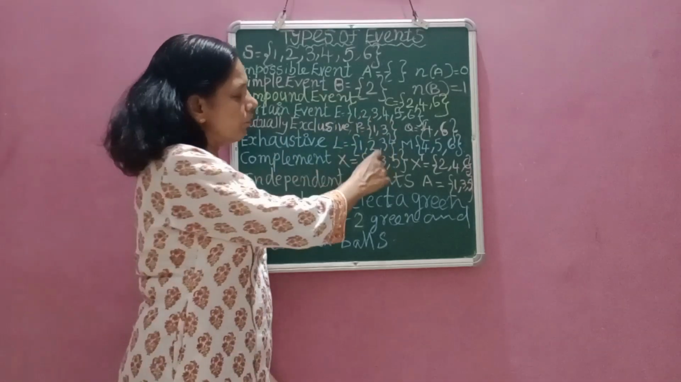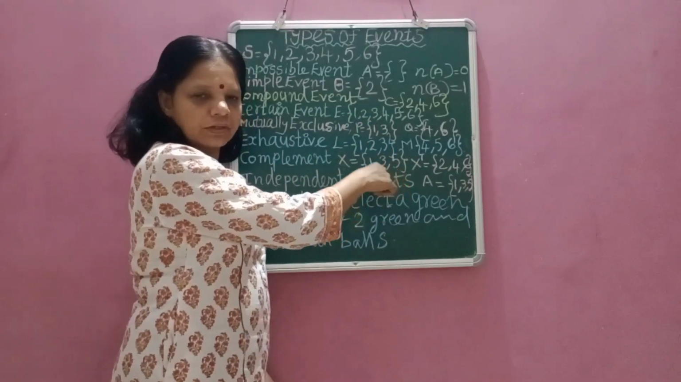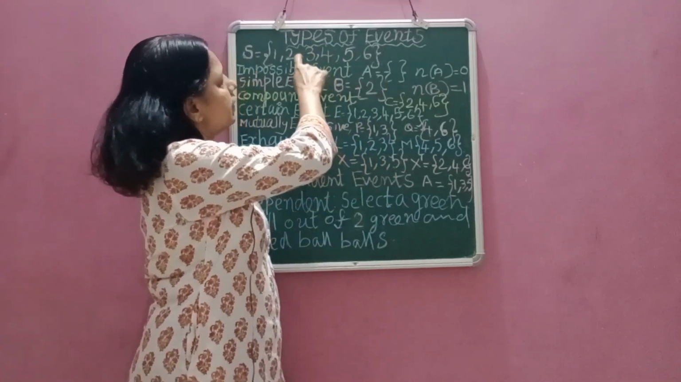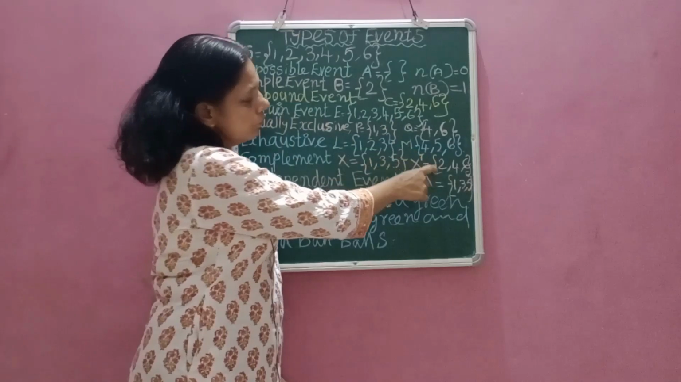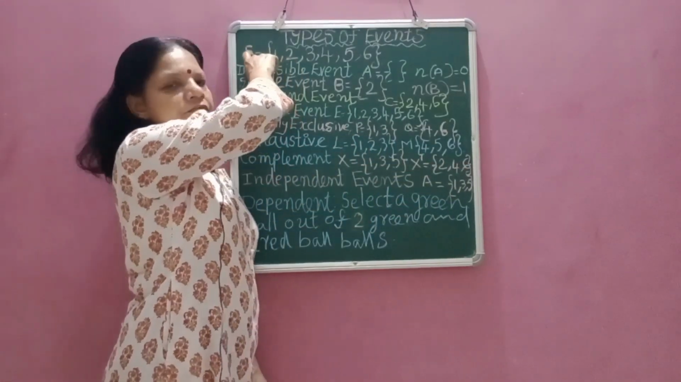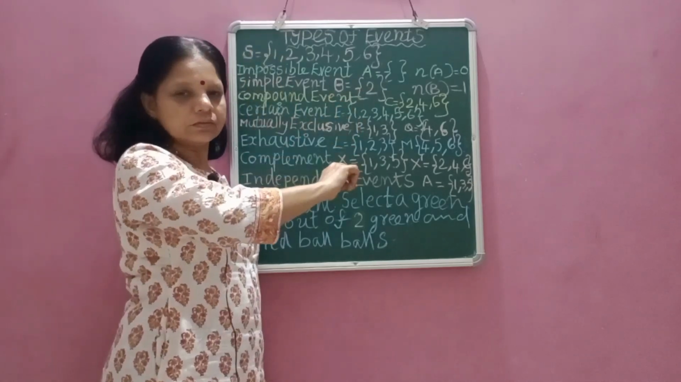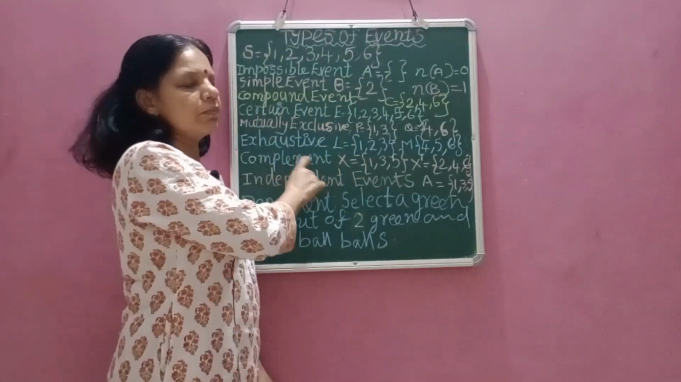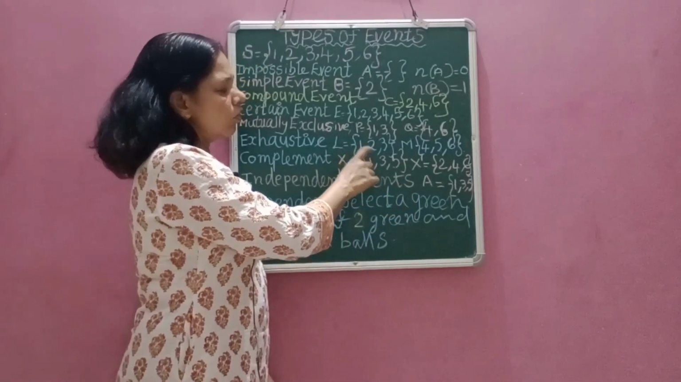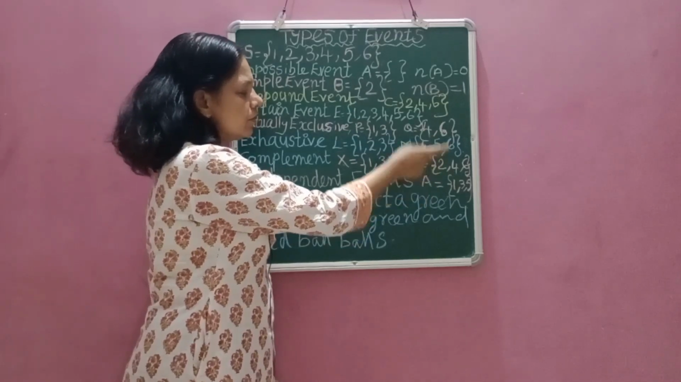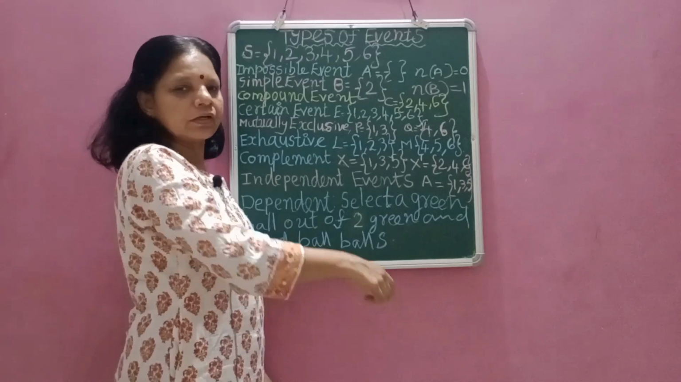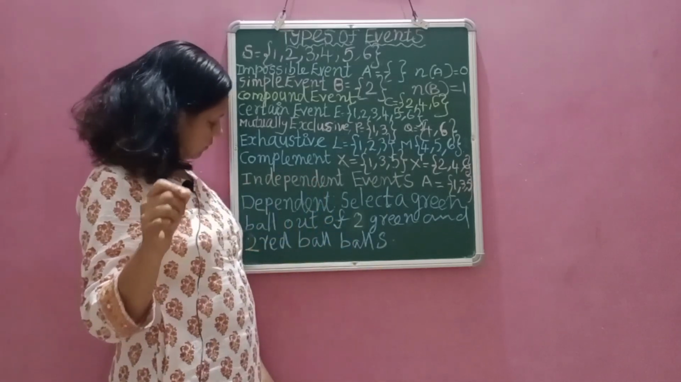There will not be any common sample point in both. The event X equal to 1, 3, 5. What are the remaining in the sample space? 2, 4, 6. So together they form the sample space, but without common points. Such events are called complementary events. We can say that X is the complement of X dash and X dash is the complement of X. Complements of each other, or they are called complementary events.